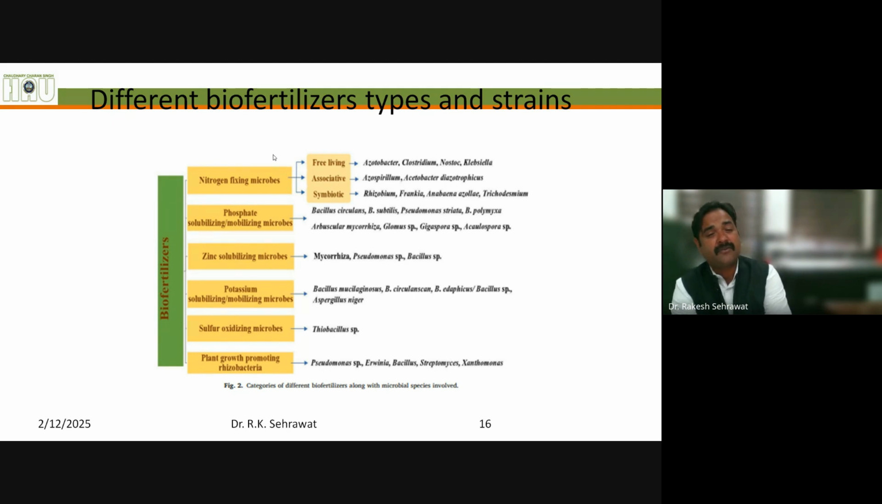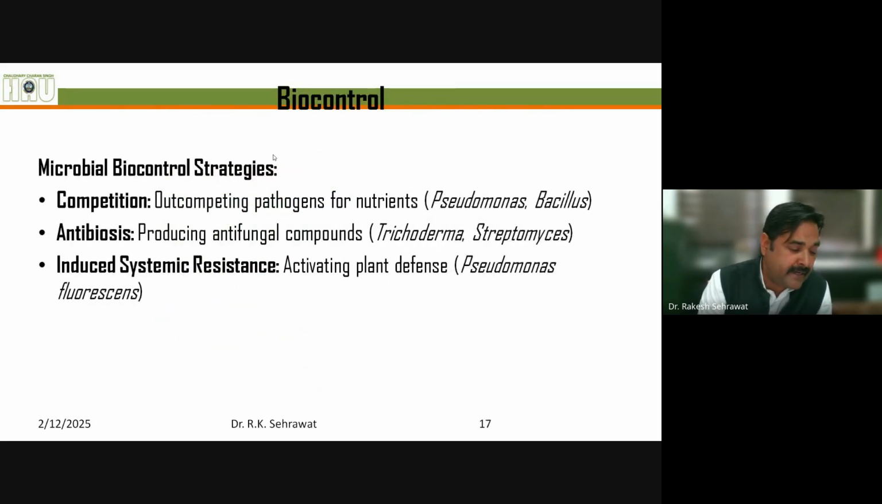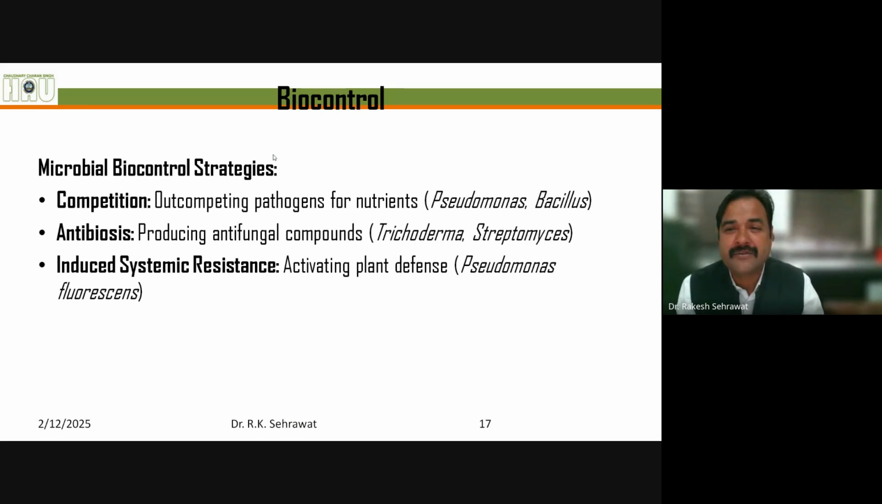And the Thiobacillus group of microorganisms are responsible for sulfur oxidation, and a number of microorganisms promote plant growth and reside in the rhizosphere of the plant. Their mechanisms are vast, whether it's nutrient competition, growth hormone secretion, or triggering SAR or ISR. Then coming to the last topic, biocontrol, we are going to end very soon.